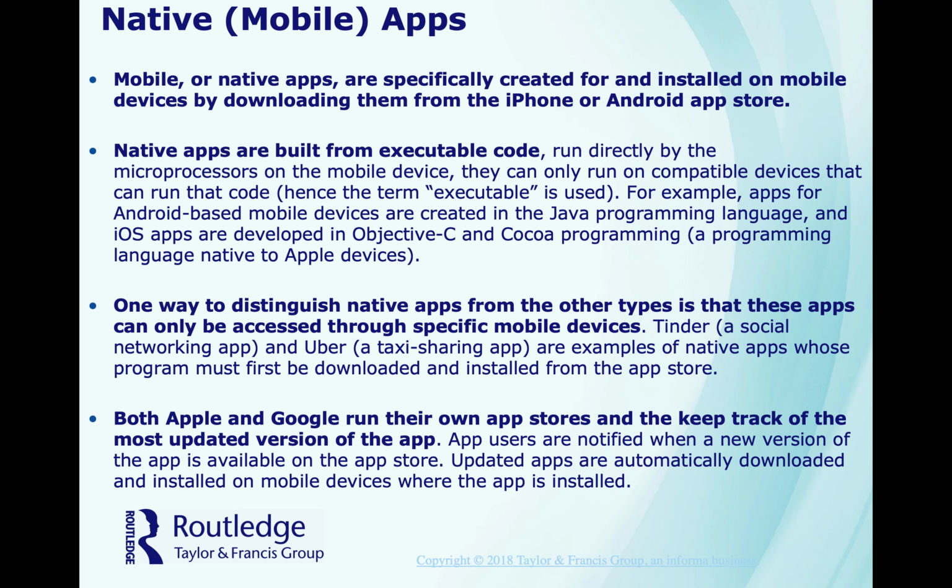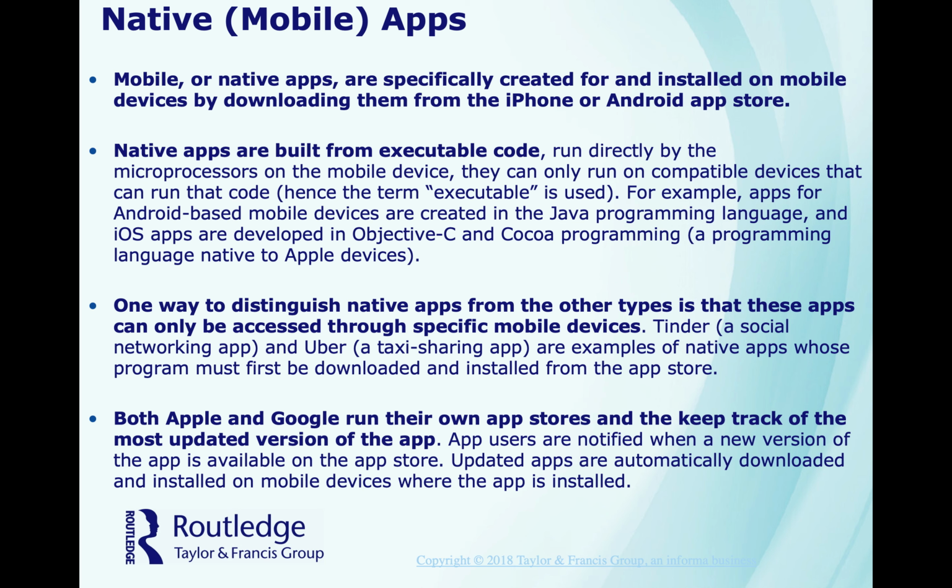Native apps are specifically created and installed for devices by downloading them on an iPhone or Android app store. Native apps are built from executable code. They run directly by a microprocessor on a mobile device, and they can only run on compatible devices that run the code. Hence, the term executable is used. For example, apps in an Android-based mobile device are created in the Java programming language, and iOS apps are developed in Objective-C and Cocoa programming, which is a programming language native to Apple devices.